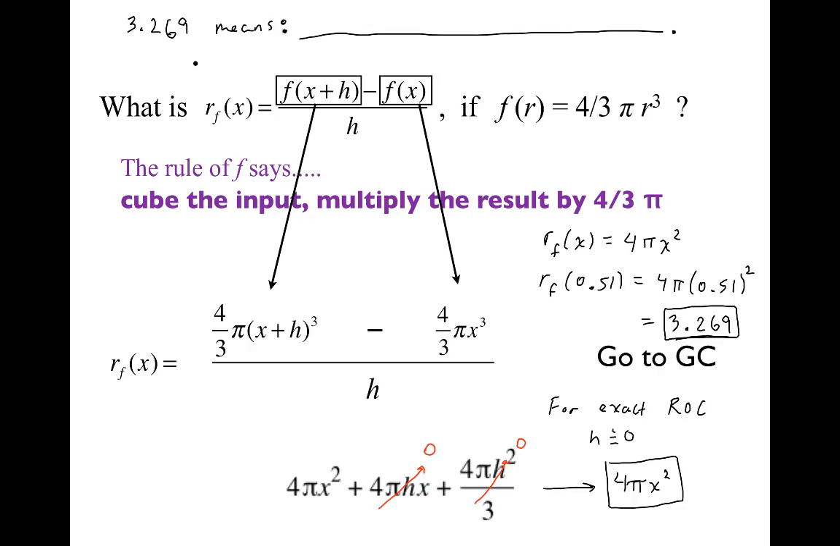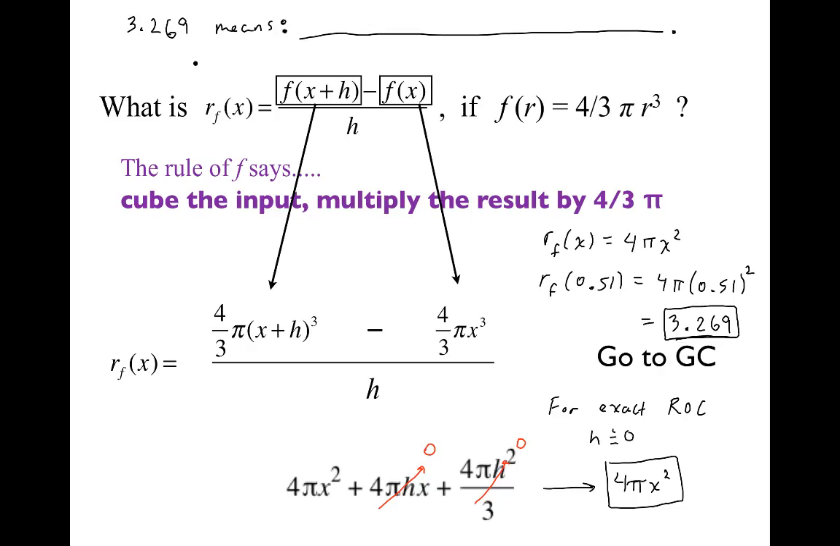Yes, it is the rate of change of volume with respect to radius when the radius is 0.51. But what does that number mean? He said a change in the volume is 3.269 times the change in the radius. Do you remember that? Do you agree with that, or do you want to say something different?